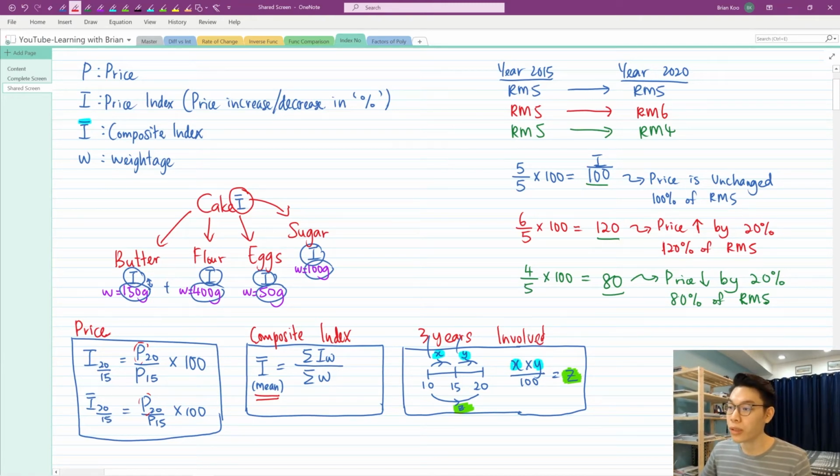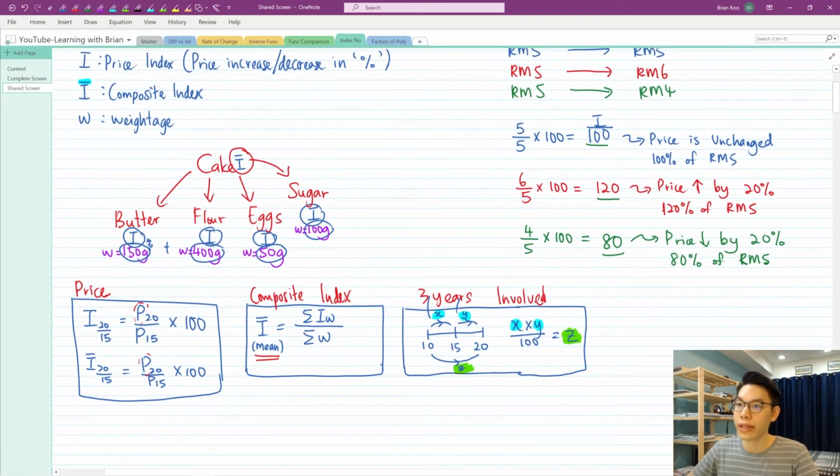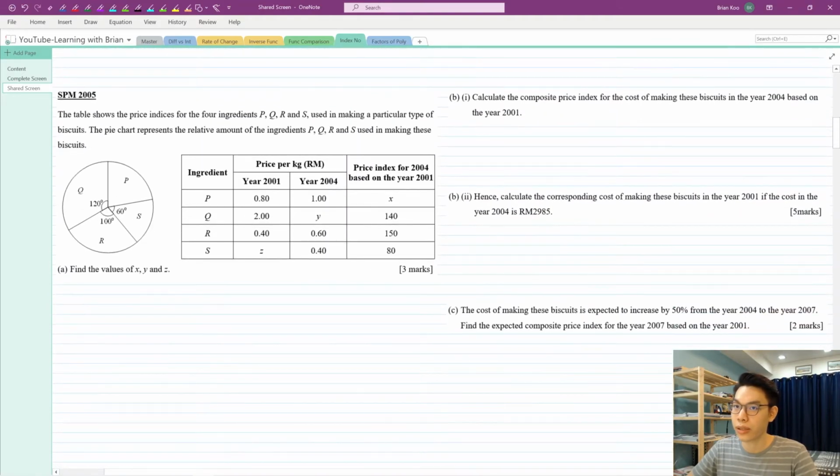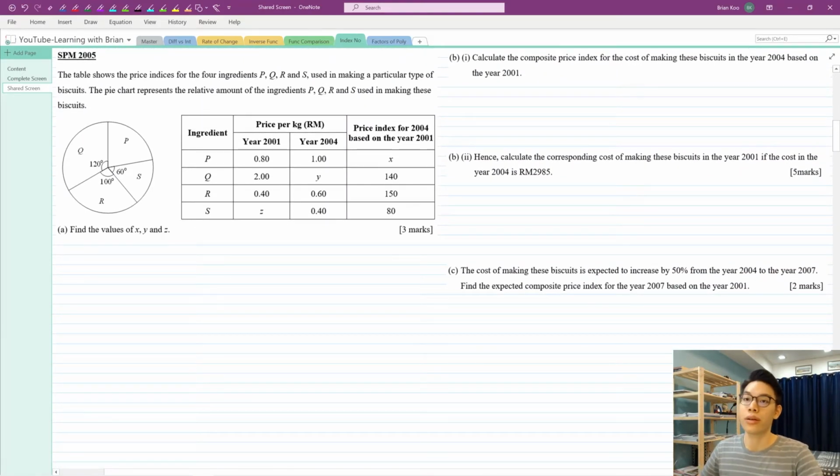Sorry, a bit ugly. We will go through one whole SPM question and I'll teach you how I analyze the question and use all these formulas. Okay, let's get right into it. SPM 2005. Whole question here is 10 marks. Let's quickly read through the question.